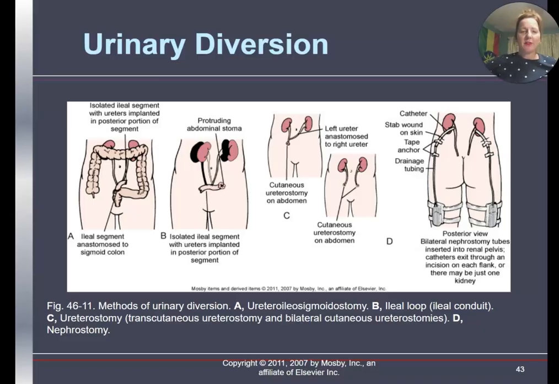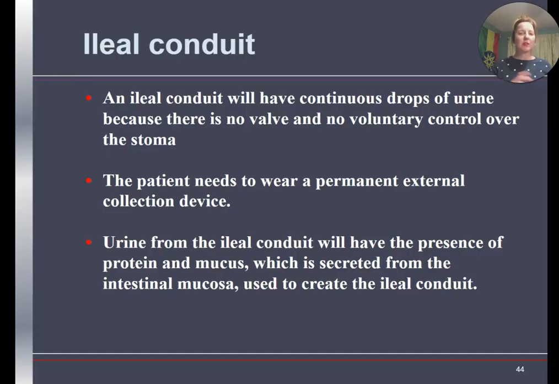You might have cutaneous urostomies that come out of the abdomen. Those are going to be a little different looking. And then you might have the double nephrostomies that come out from the back. So there's any number of different things that you're going to be seeing. The ileal conduit will have continuous drops of urine because there's no sphincter there. So it's just going to keep coming out. And so you just have to watch. There's no voluntary control over that stoma.